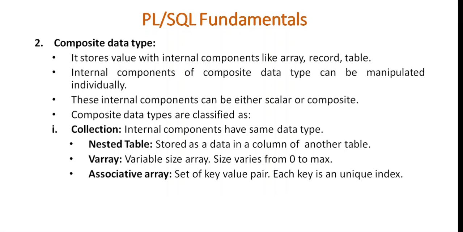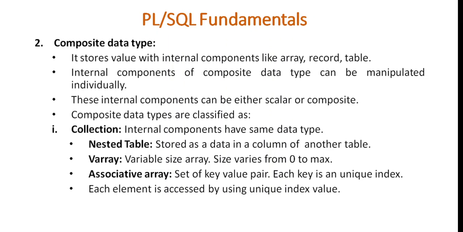That is, one key is there and one value is assigned to that key, and by using that key we can access individual components of the associative array. Each element in this collection can be accessed by using a unique index value. Okay, a unique index value is used to access an element from the data type or from the variable.